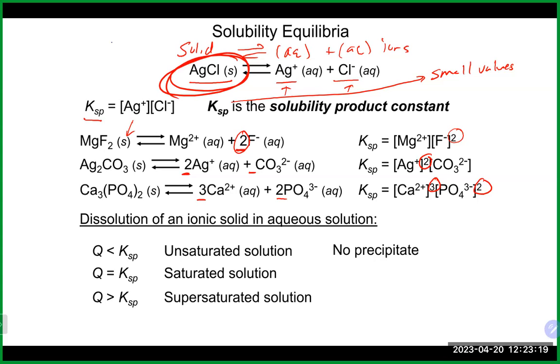Other things that could affect it that we'll talk about in this chapter are things like pH. If you don't have the right pH, you may not see the solid form in the environment. And things like common ions also can affect the solubility of something.